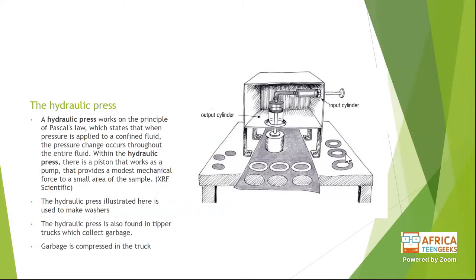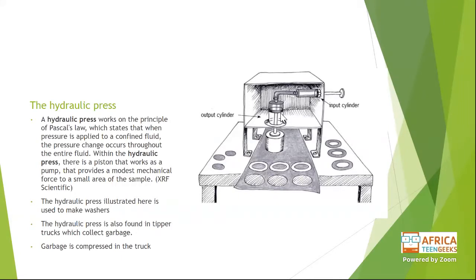A hydraulic press works on the principle of Pascal's law, which states that when pressure is applied to a confined fluid, the pressure change occurs throughout the entire fluid. Within the hydraulic press, there is a piston that works as a pump, okay? The pump is the input. So we can look at this cylinder here, you see? This should be the plunger or the pump where we exert our input force. There is a piston that works as a pump that provides a modest mechanical force. This mechanical force will travel to this output cylinder, okay?